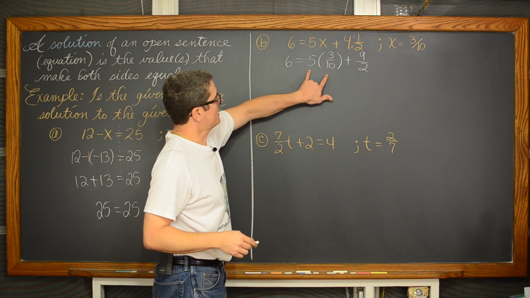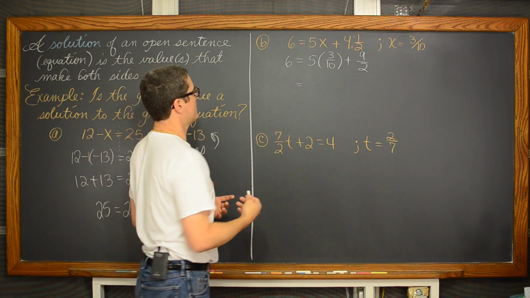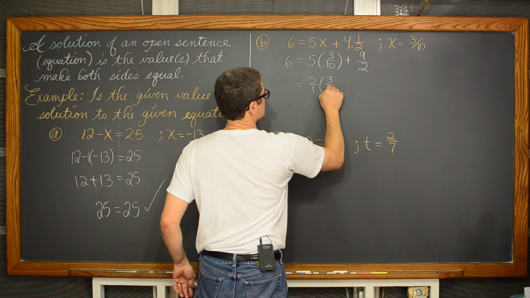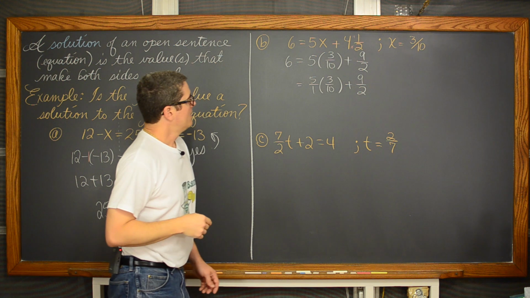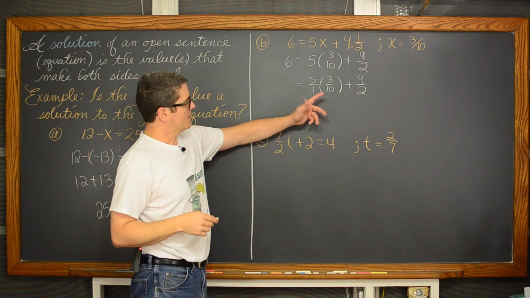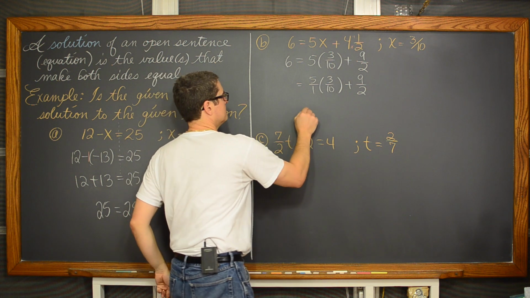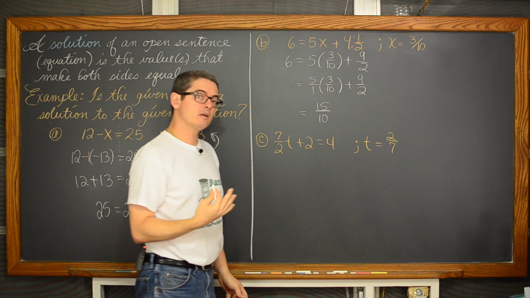Okay, so now I'm going to rewrite this, and when you start working with fractions, really everything should look like a fraction. So we have 5 over 1 times 3 over 10 plus 9 over 2. And a couple things I can do here. I can either do 5 times 3 is 15 over 1 times 10, which is 10, and then I can reduce the fraction.